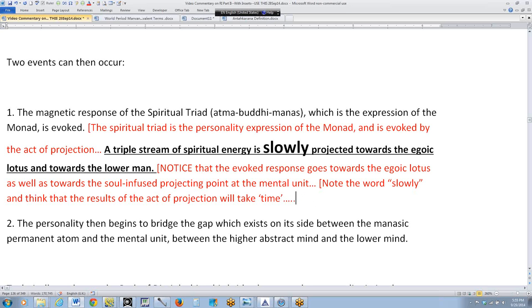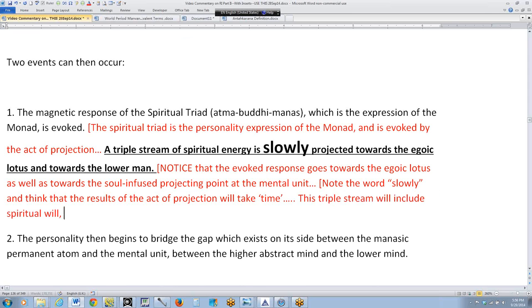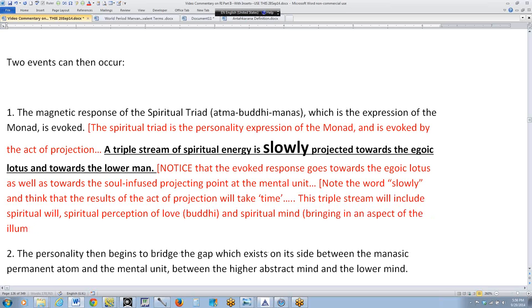So the magnetic response of the spiritual triad atma-buddhi-manas, which is the expression of the monad, the personality expression, so to speak, is evoked. A triple stream of spiritual energy is slowly projected towards the egoic lotus and towards the lower man. So this triple stream will include spiritual will, spiritual perception or love, which is buddhi, and spiritual mind bringing in an aspect of the illuminating power.